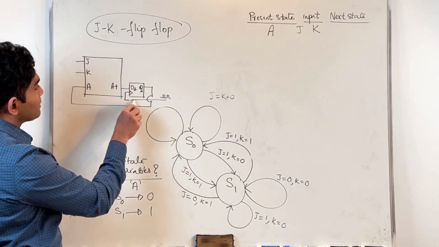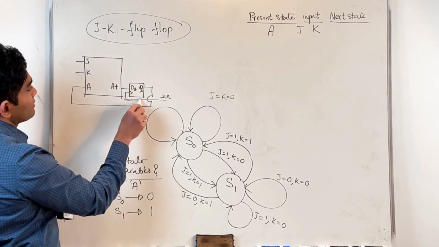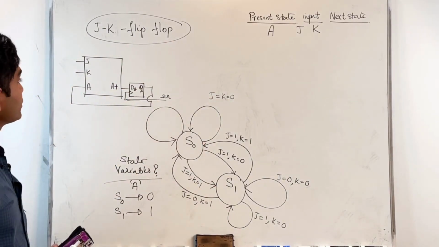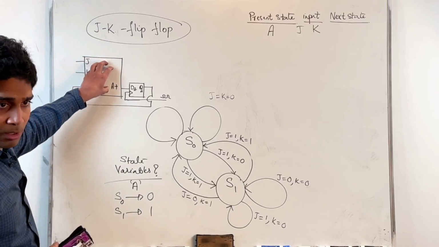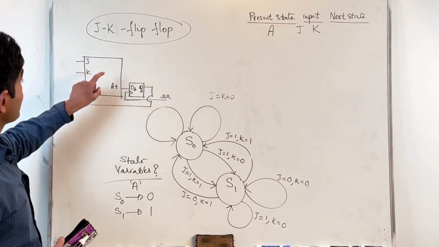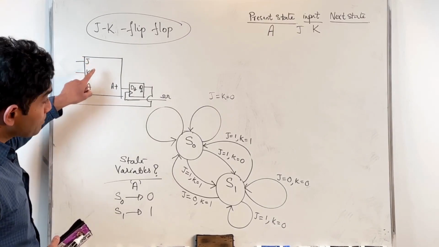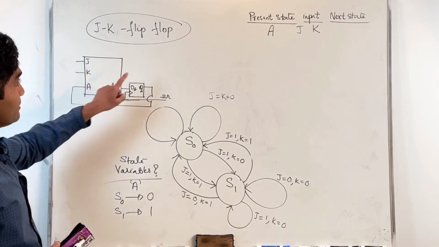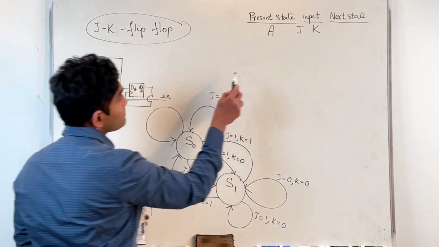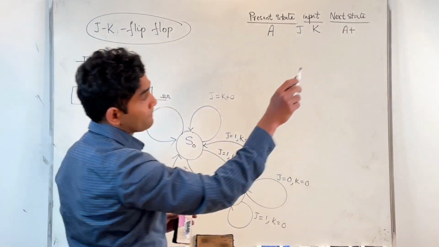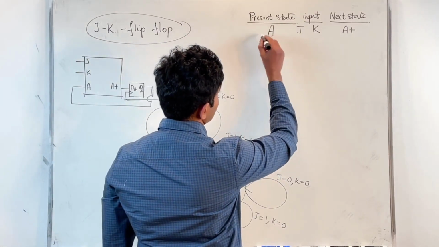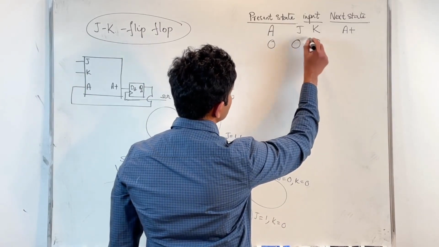Of course, we need to know exactly what this block contains. The entire design of the state machine boils down to the design of this combinational block. To design it, I would come up with the truth table that relates the inputs for this block, which are J, K, and A, and the output for this block, which is A plus. That's what I need to design now. So that's basically a truth table. We look at all possible combinations between A, J, and K.